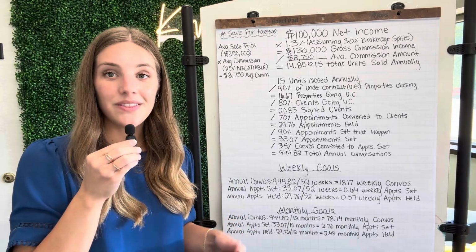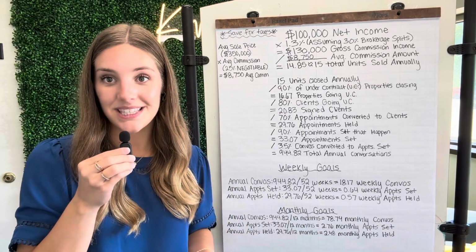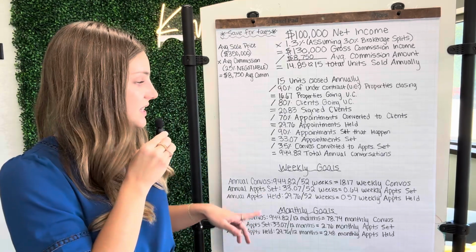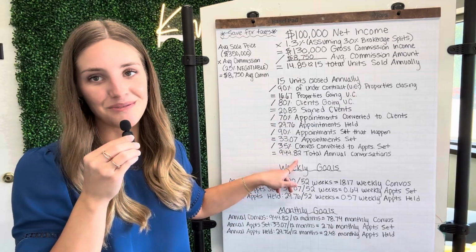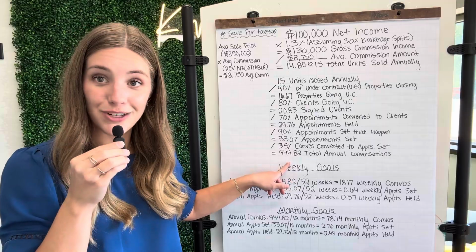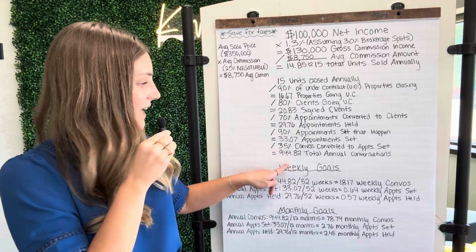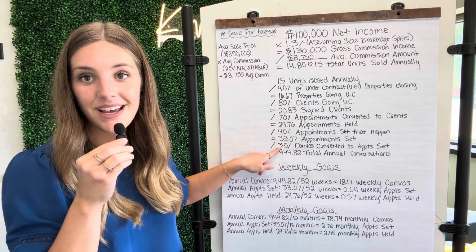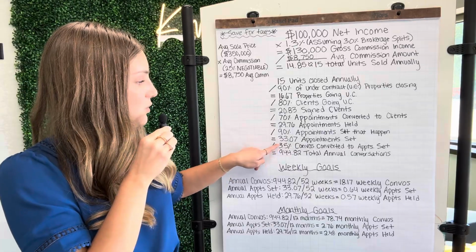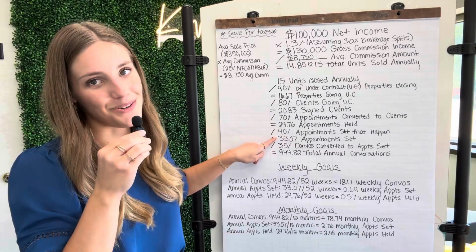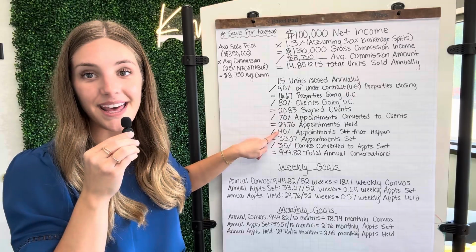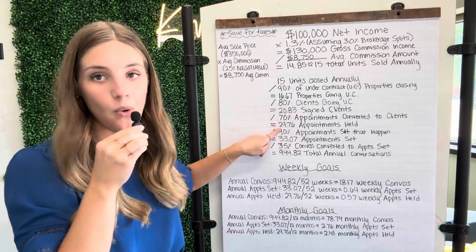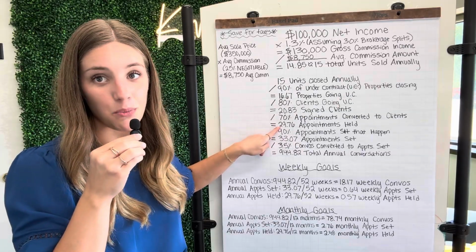So now this all works backwards. This is the fun part. So this tells us that if you have 944.82, we're going to round that up to 945 conversations annually, and 3.5% of those people set appointments with you, you will set 33.07 appointments. And if 90% of those appointments set actually happen, you will go on 29.76 appointments.